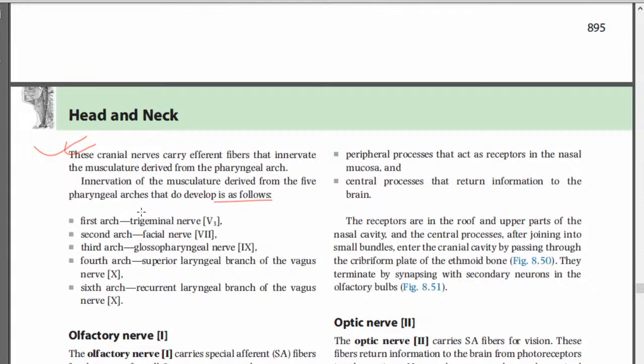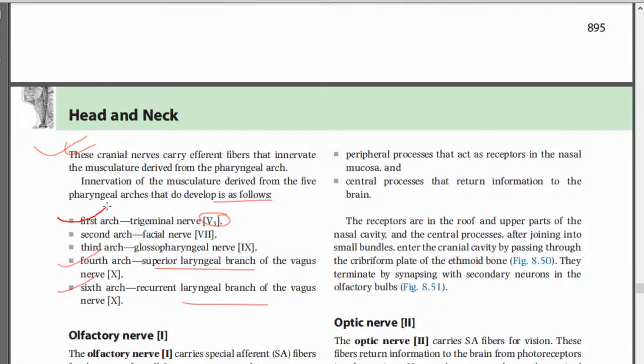First arch, trigeminal nerve. Second arch, facial nerve. Third arch, glossopharyngeal nerve. Fourth arch, superior laryngeal branch of the vagus nerve. Fourth and sixth: there is no fifth arch nerve, only the sixth arch, which is the recurrent laryngeal branch of the vagus nerve. So the fourth and sixth are supplied by the vagus nerve.